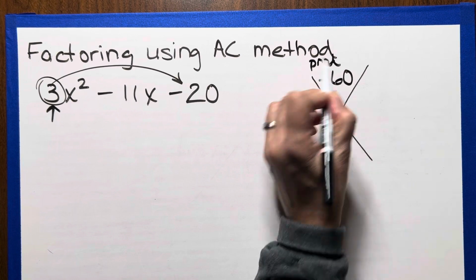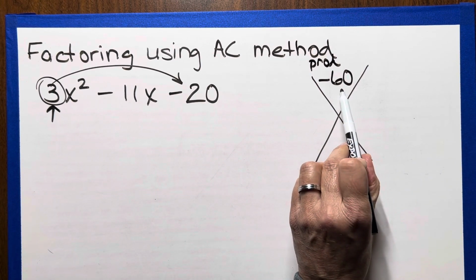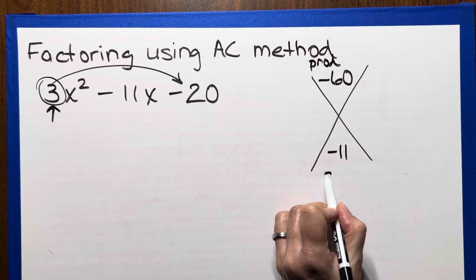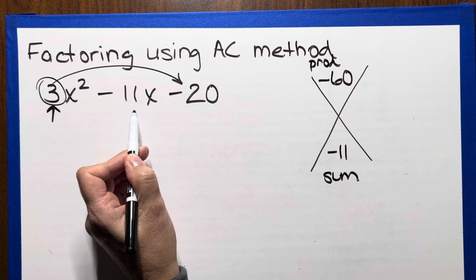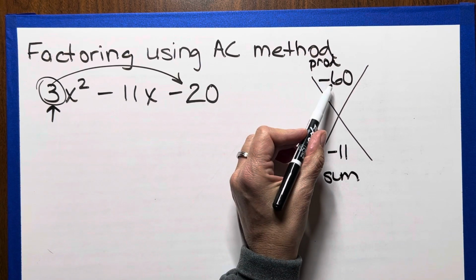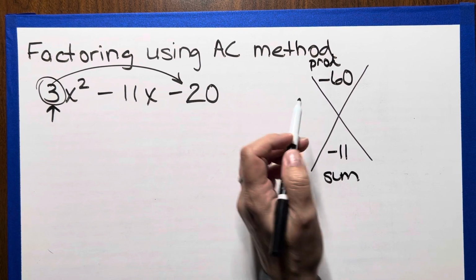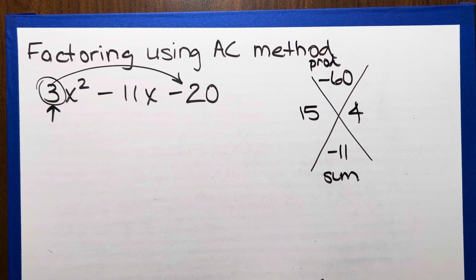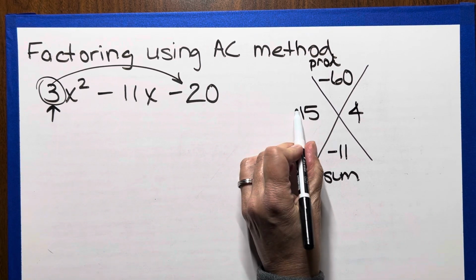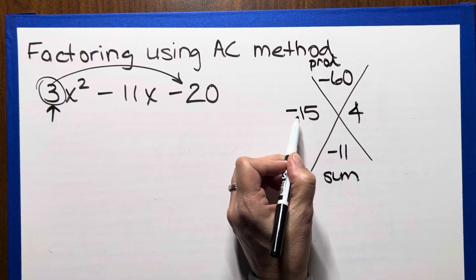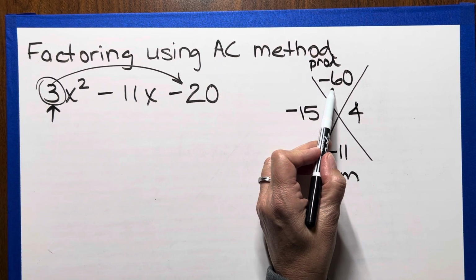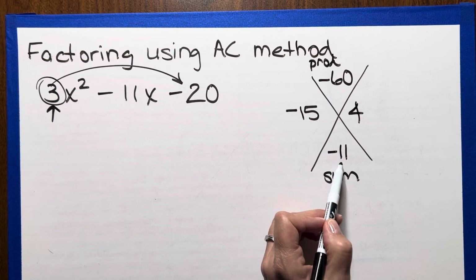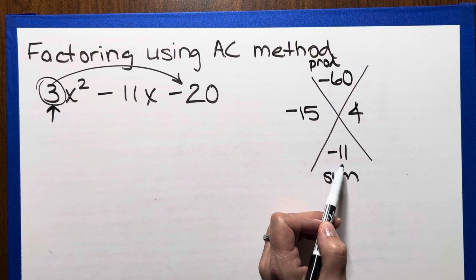I need to find a product of factors that gives me negative 60. And I need to find a sum of negative 11, which is my middle term. I could list out all of the factors of 60, but for the sake of time, I will give them to you today, which is 15 times 4. I want the 15 to be the negative because I need a negative times a positive to get a negative 60. But I also need negatives for my sum. That means the bigger factor has to be the negative in this case.